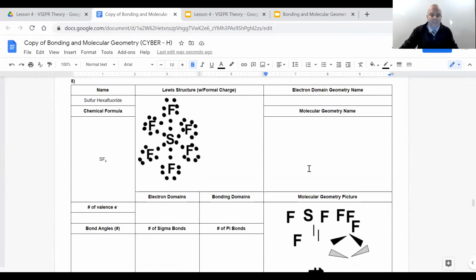Okay, let's go ahead and take a look at problem number 8. So in problem number 8, first thing that I want to do is count up the total number of valence electrons. So I have 7 from fluorine, I have 6 fluorines, so that's 42, 7 times 6. And then I have 6 more from the sulfur, so that's a total of 48 electrons there.